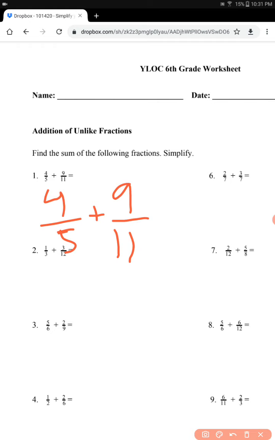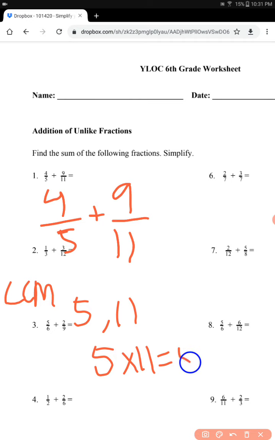Okay, when we're adding fractions, as you probably know, we have to have the same denominator. So we have to get these two numbers to be the same. So how do we do that? We have to find the least common multiple of 5 and 11. So the least common multiple, LCM, of 5 and 11 would be 5 times 11 equals 55.